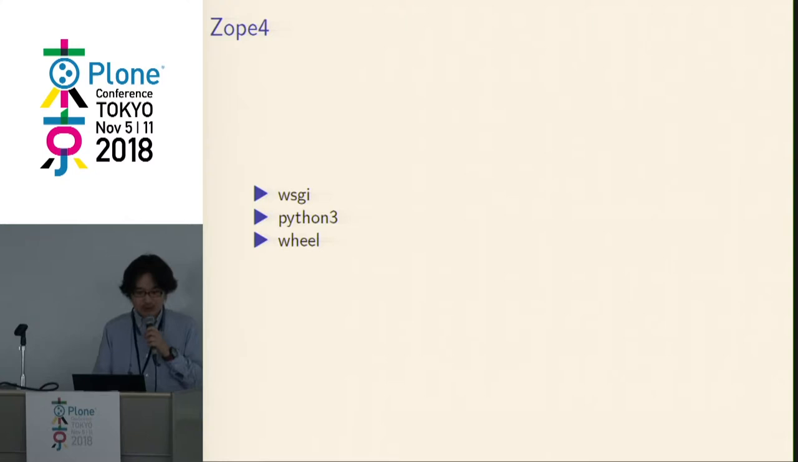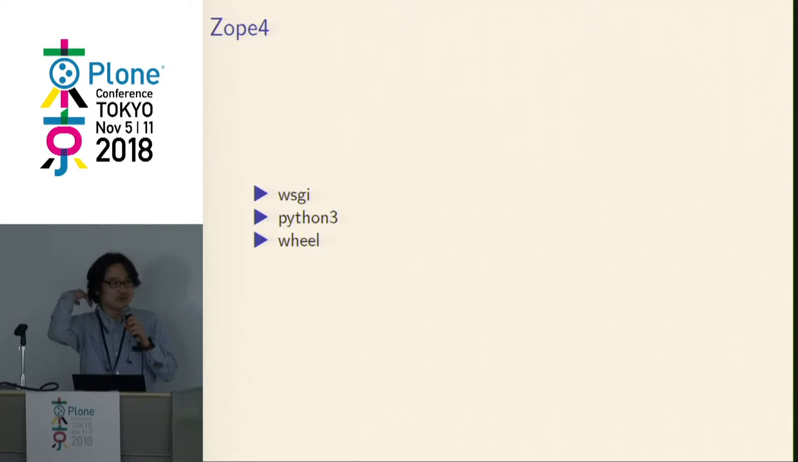And now Zope 4 is in development. Zope 4 has WSGI, Python 3, and wheels. It uses very modern Python programming. We use a modern Python programming environment to do programming.